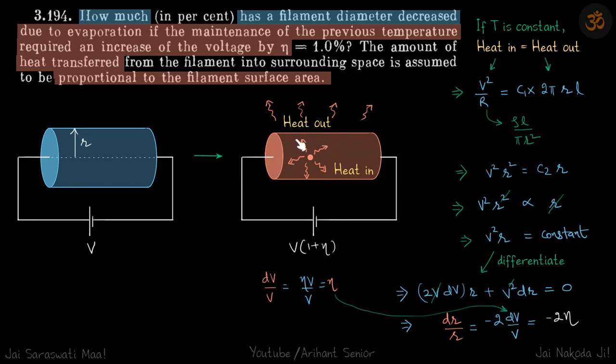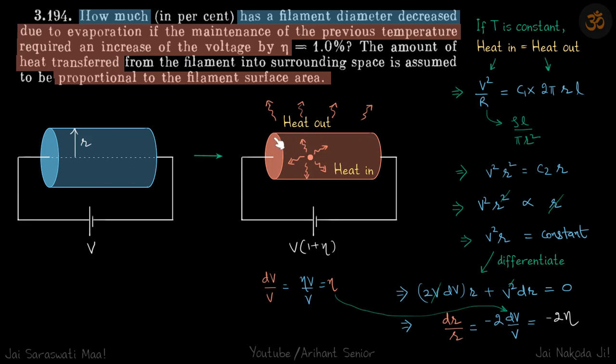And if it evaporates, the radius will start to decrease, right? The surface is where the heat escapes, and inside the heat is generated. So how is heat generated? It's because of the battery. So power generated inside a resistor is your I square R, right? And why is heat escaping? It's escaping from the surface. That's the property of this conductor, and that is proportional to surface area.